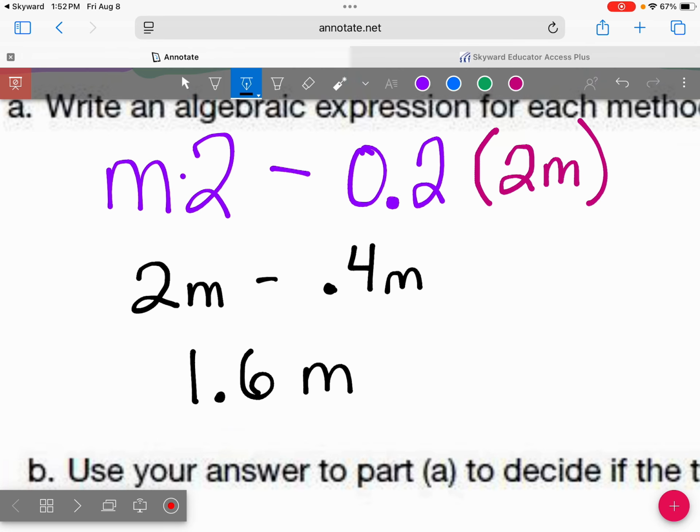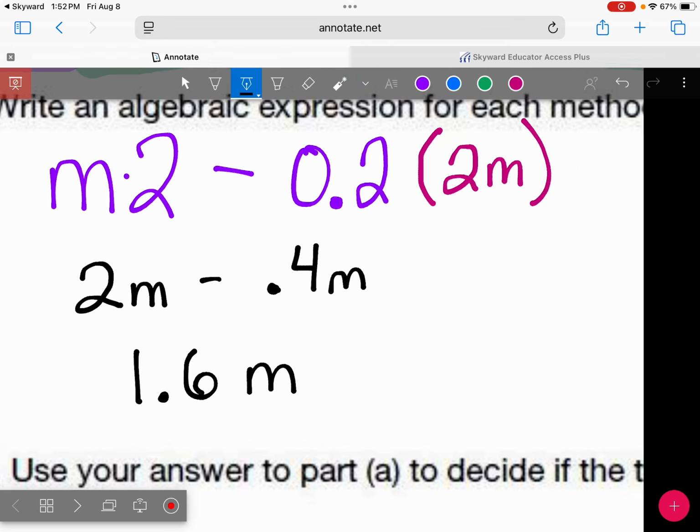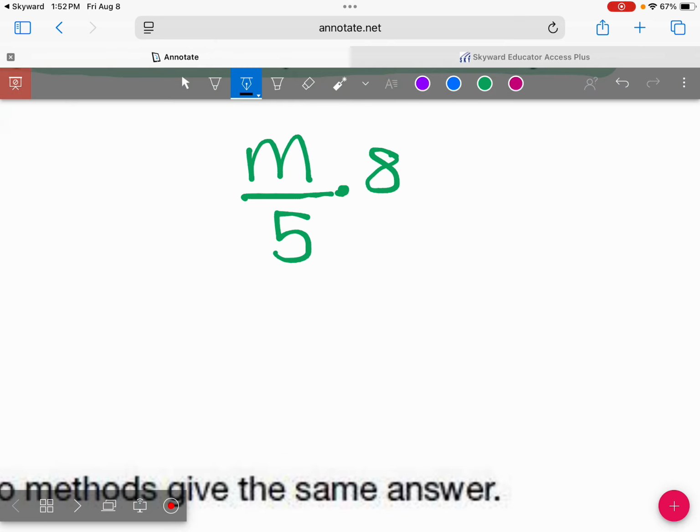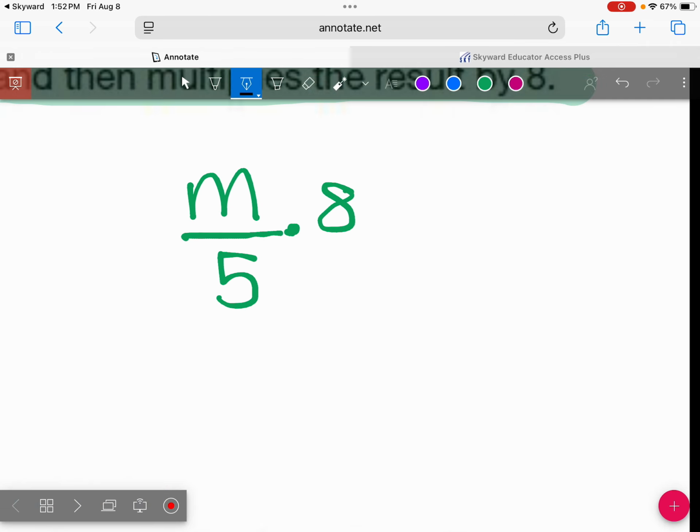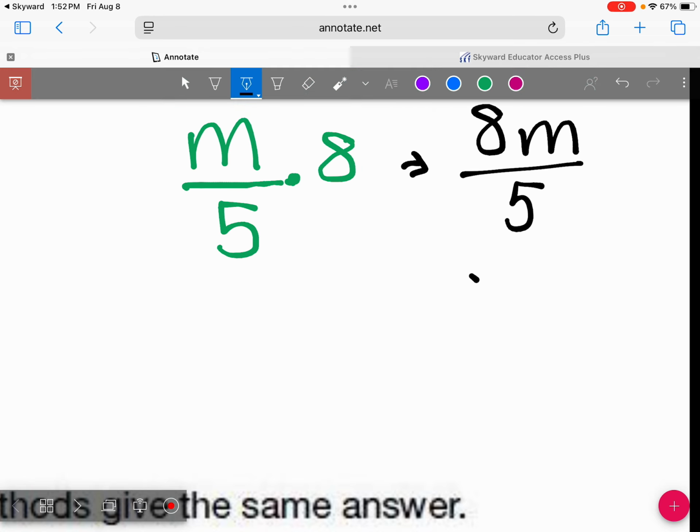And we're trying to compare it with Renato's. So we know we have m divided by 5 times 8. I can rewrite this one too. I could switch this around to be 8m over 5. That means the same thing. Which is the same thing as if I put 8/5 times m.